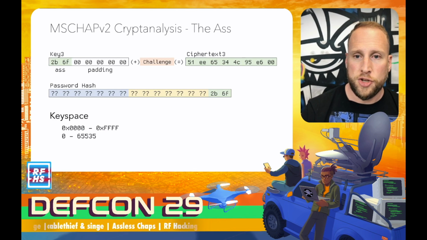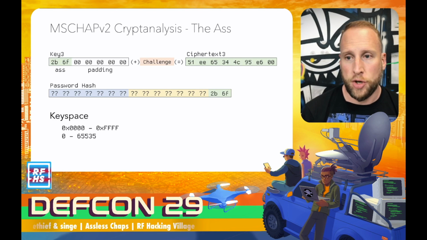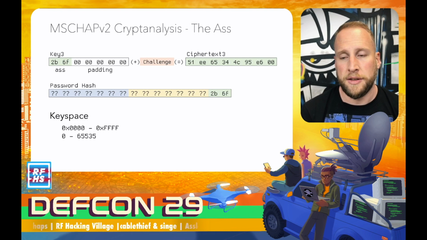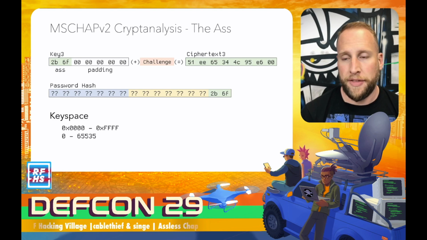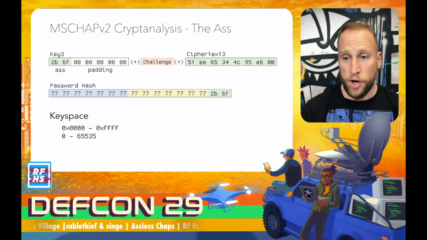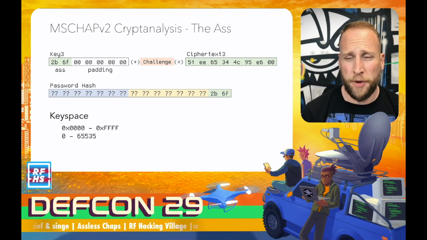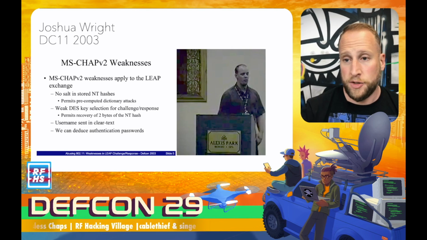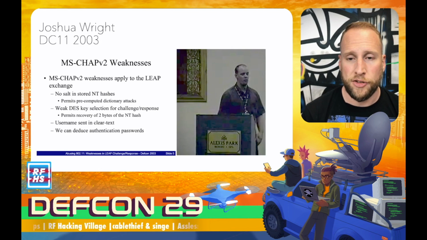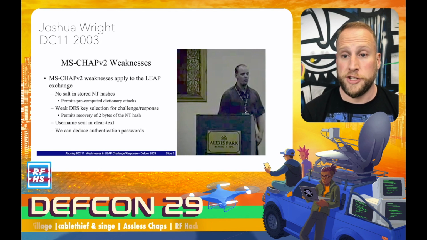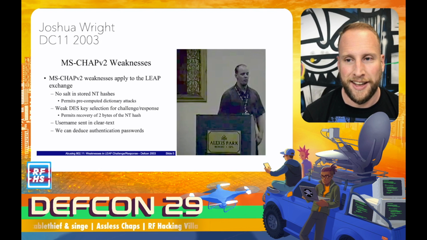Now, way back in 2003, it was pointed out that you can brute force these 2 bytes here. So if we have the ciphertext that we do on the right, and we have the challenge that we saw in the previous instance, we go through 65,535 iterations of DES at most. On average, it would be half that, and we get these two bytes. DES operations on modern computers are pretty efficient, so it doesn't take very long. Like I said, this was first discovered in 2003 by Joshua Wright. You'll see in the middle of his slide there, it says permits recovery of 2 bytes of the NT hash. You'll also notice the Alexis Park sign on his podium there, which is kind of cool.